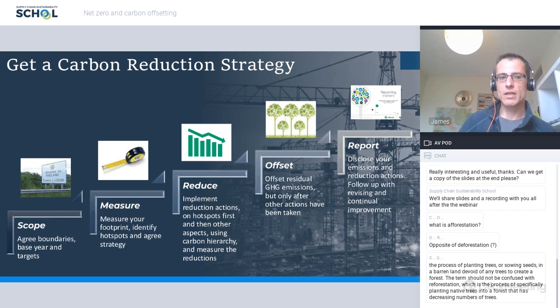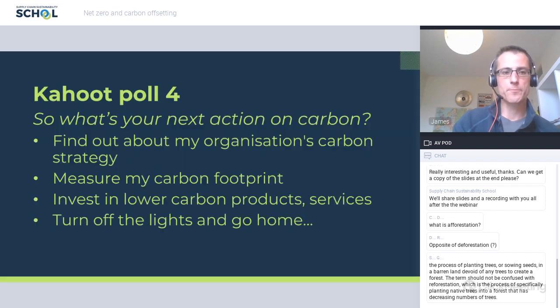So back to the carbon reduction strategy, just to remind you of that. It's making sure that you've got all those steps in place, and then offsetting only comes in finally at the end, when you've done everything else that you can, and that you are transparent about it, and the organisation you use is likewise transparent.